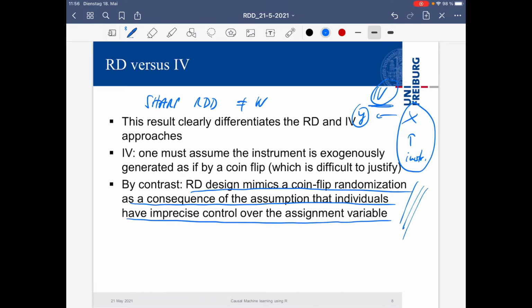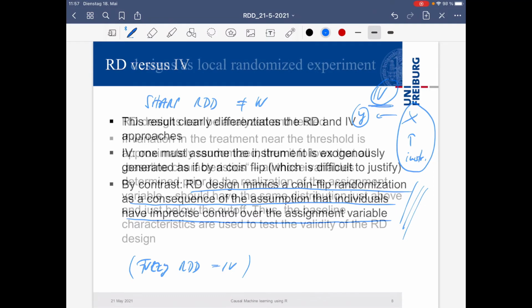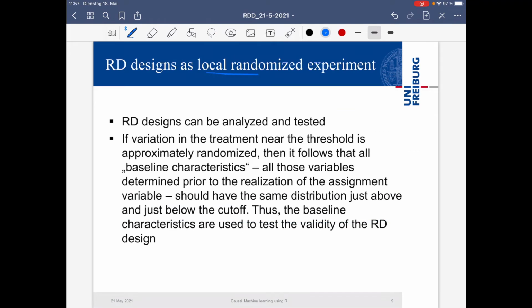So this is something else. However, you find in the Angrist-Pischke textbook the idea that a fuzzy RDD equals an IV. So let's have a closer look at that issue later on. So RDDs are local randomized experiments.